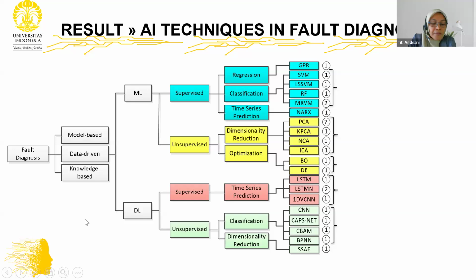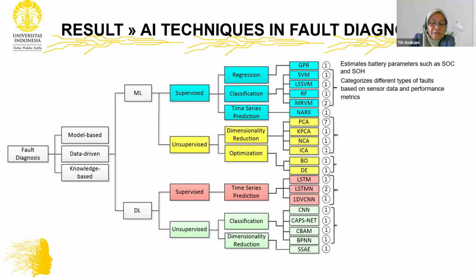In practical application, AI plays a crucial role in various aspects of BESS fault diagnosis, including parameter estimation, fault classification, condition prediction, dimensionality reduction, model optimization, and deep learning application. For regression approaches, like GPR, used to predict state of charge and state of health based on operational battery data. And then utilize classification algorithms to identify and categorize different fault types based on sensor data. Implement time series prediction to analyze historical data trends and anticipate potential failures.